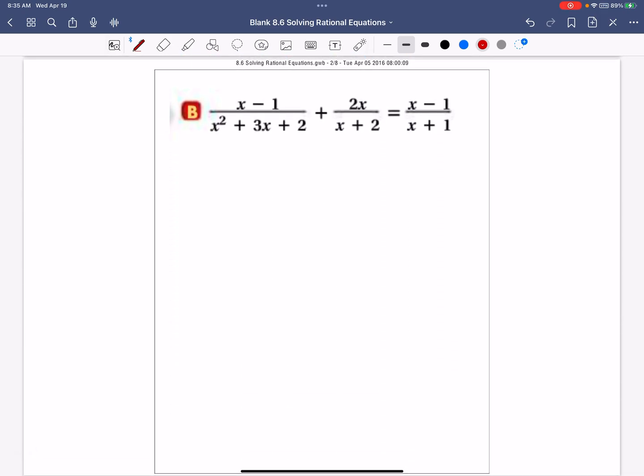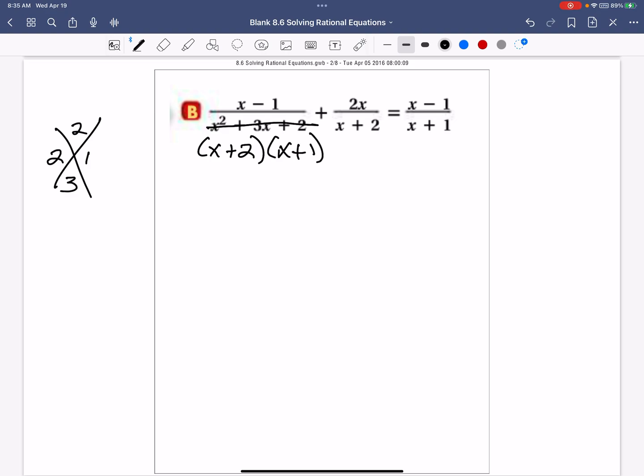We have x minus 1 over x squared plus 3x plus 2. So we can factor this x squared plus 3x plus 2 off to the side here, right? Positive 2 in the numerator, positive 3 in the denominator. What multiplies to positive 2? And what adds to positive 3? Well, the only factors of 2 are 2 and 1, 1 and 2. And they're both positive, so this denominator factors to x plus 2 and x plus 1.